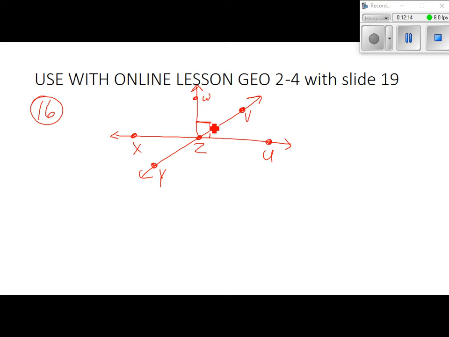Then 180 minus 30, so YZU here is how much? 150. How much is this angle over here? 90. So I told you one angle in the picture, and how many of the others could you find? All of them.